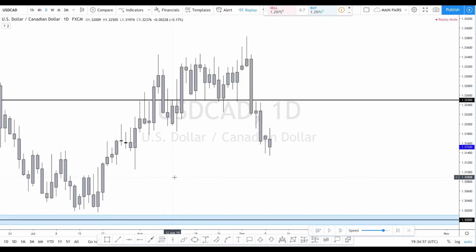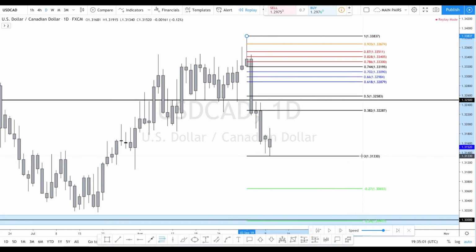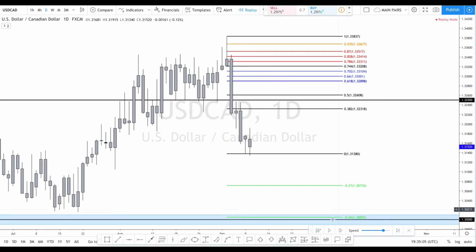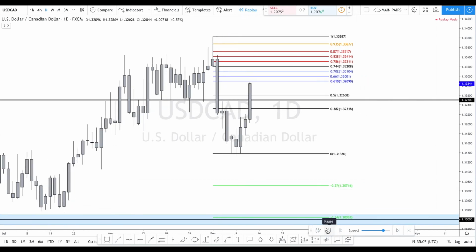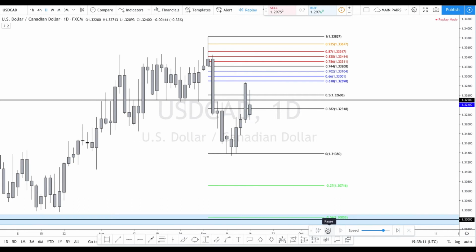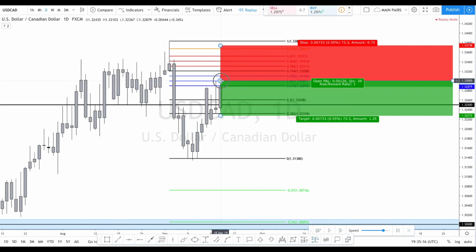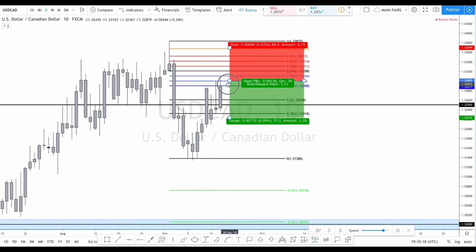So we look at US dollar CAD. We know our high is here, and we're starting to potentially see our low is there. So we're looking at price to retrace. We get our indication, price retraces back up, doesn't quite touch that 66%. So look at my trade now, 66%.